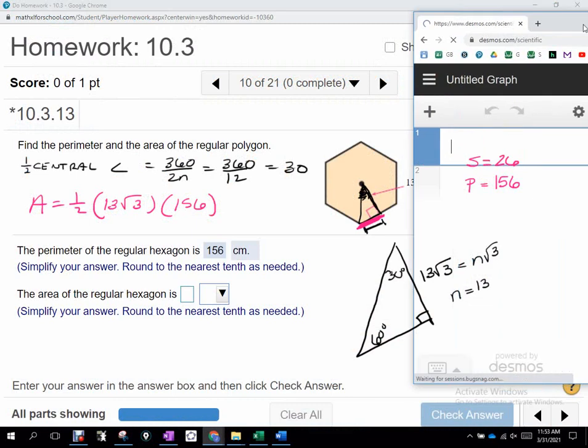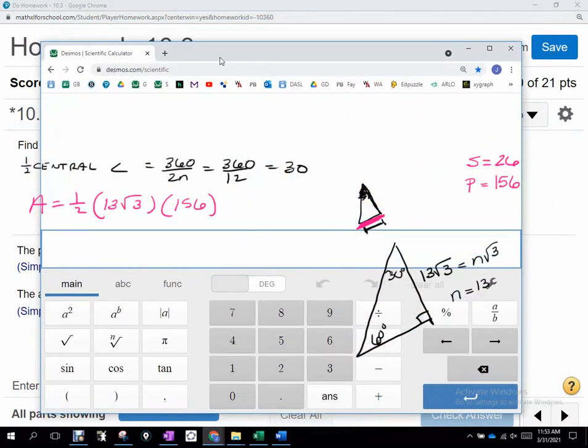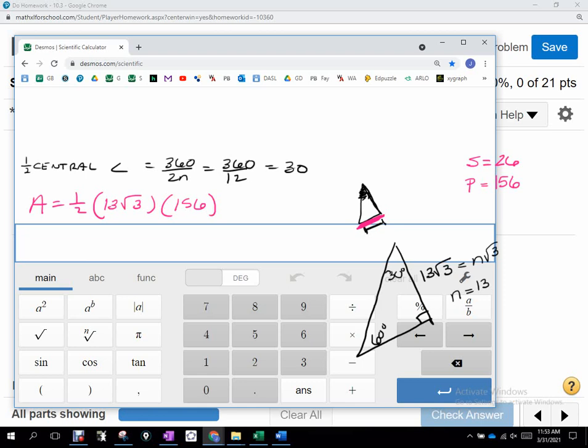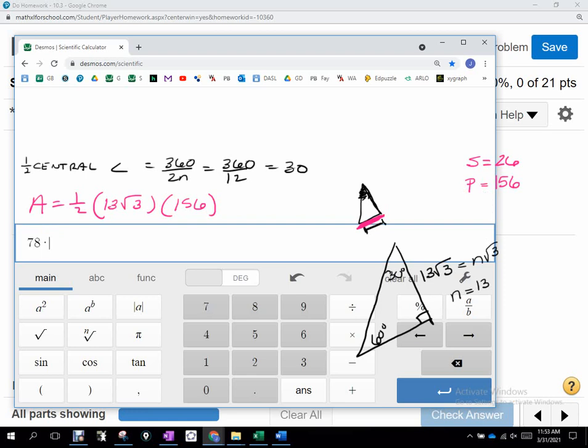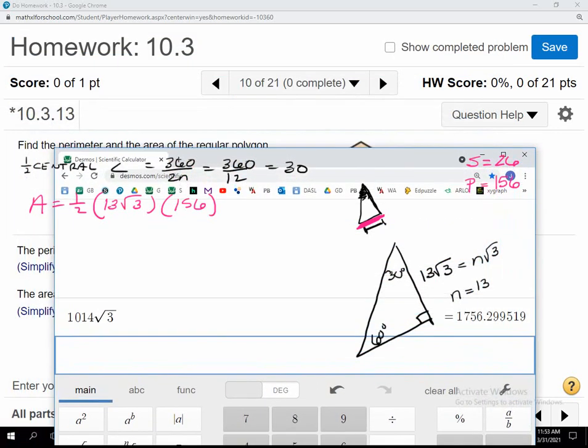Let's see here. What I would do, and I'm not saying what I do is right, but I'm interested. If I take 156 and multiply it by 1/2, that gives me 78. Okay, so then I take 78 times 13, and get 1014. So 1014 square root of 3 is the exact answer. Does that make sense to everybody? Okay, I can type this in. That's the exact answer right there, if they were to ask for that.